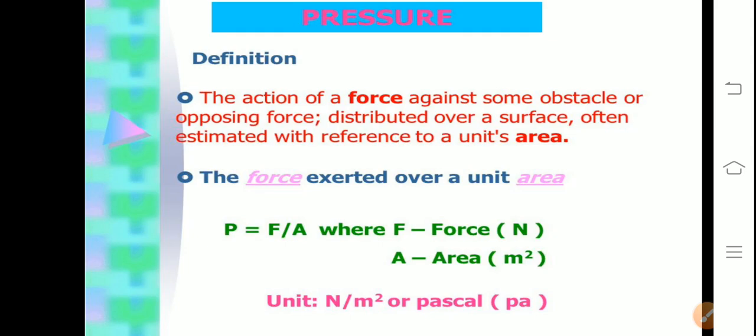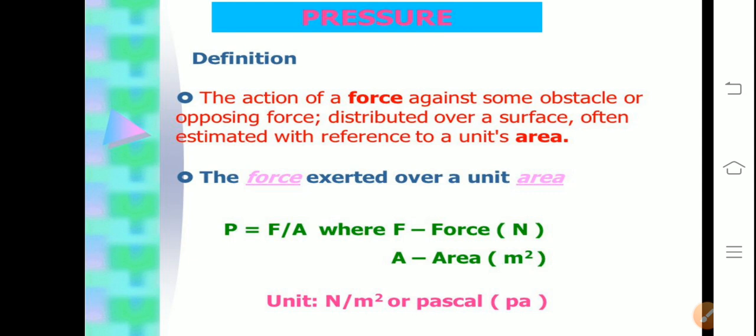And the other topic is pressure. It's a very common physical quantity in our daily life. The definition is given here: the action of force against some obstacle or opposing force distributed over a surface, often estimated with reference to a unit area. Let me say it in a simple way in our language.